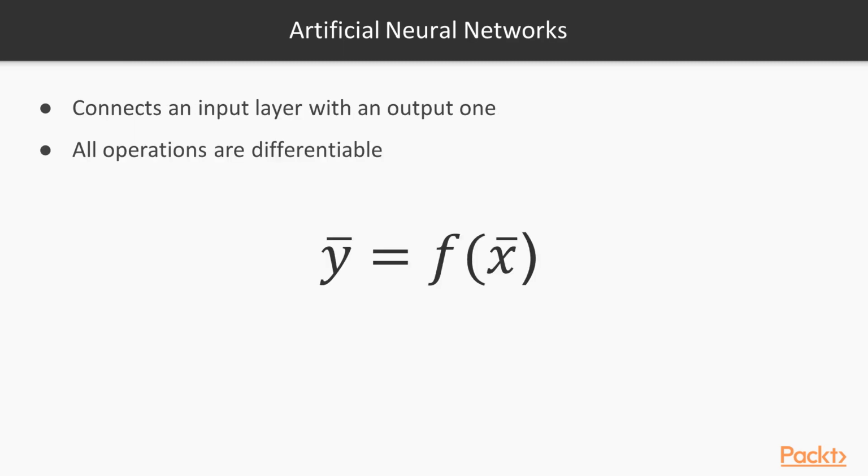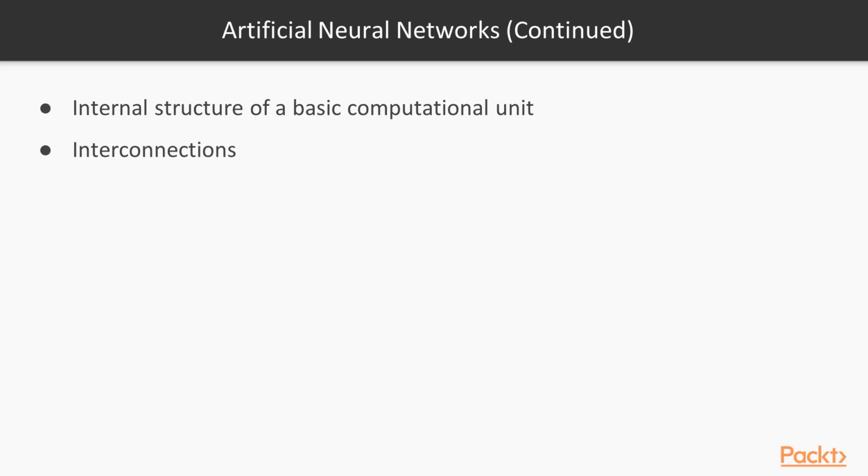An artificial neural network, ANN, or simply neural network, is a directed structure that connects an input layer with an output one. Normally, all operations are differentiable, and the overall vectorial function can be easily written as y equals f of x. Here, the x contains all the x from x1 to xn, and the same goes for y. The adjective neural comes from two important elements: the internal structure of a basic computational unit and the interconnections among them. Let's start with the former.